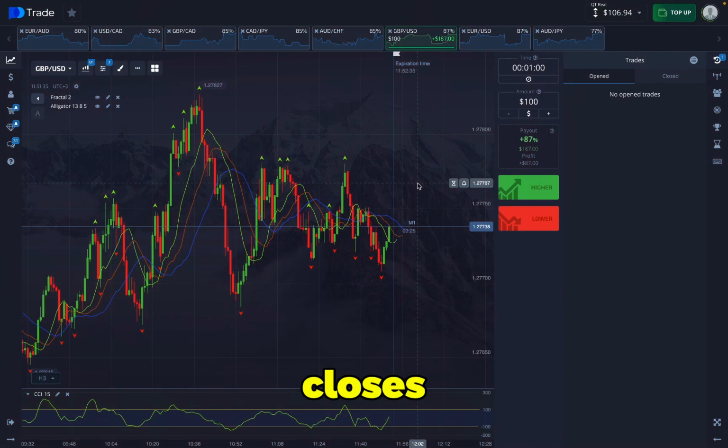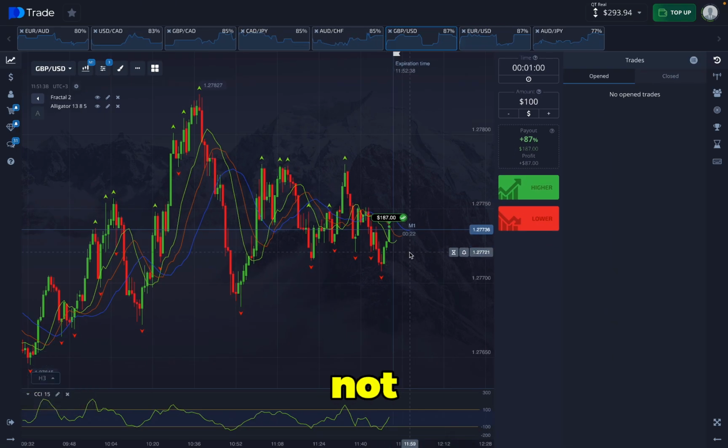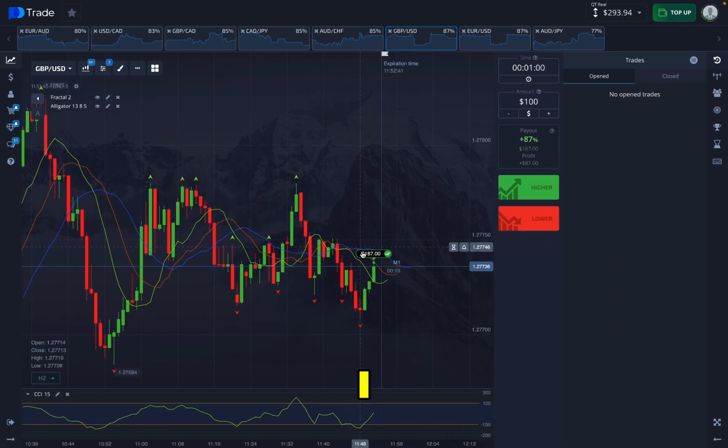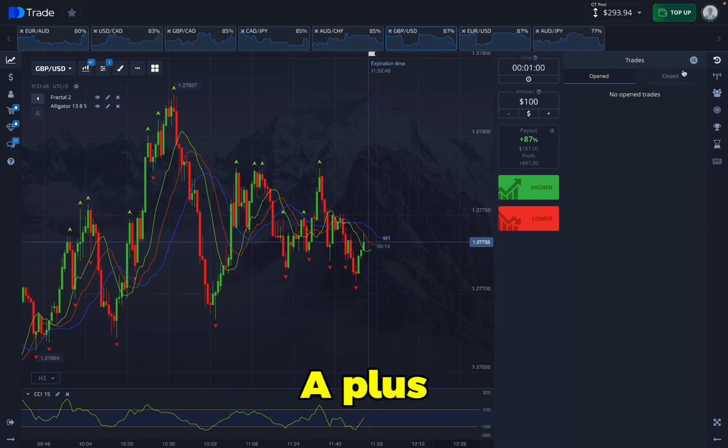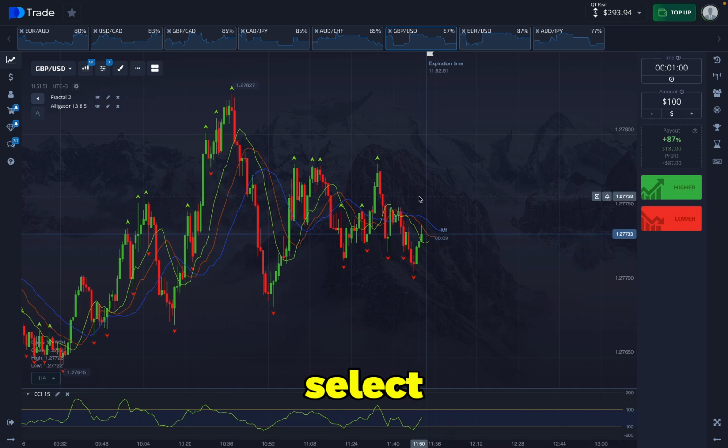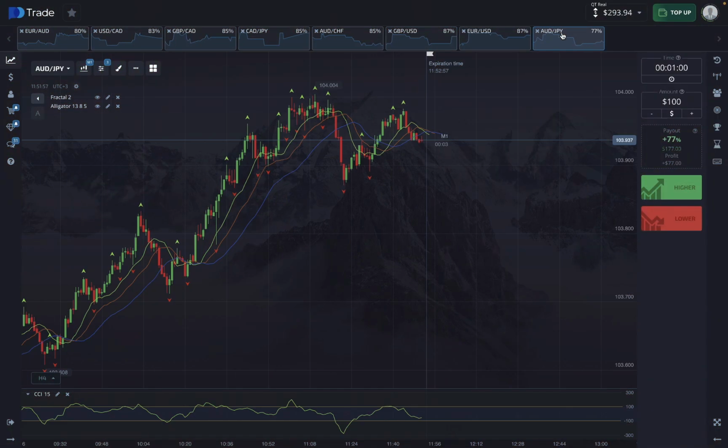And the first trade closes at a plus. Here, I was not guided by the moving lines of the alligator since I opened the deal against the direction of the trend. In general, I was absolutely right. I closed the deal at a plus. Let's continue, and I will select the next currency pair.